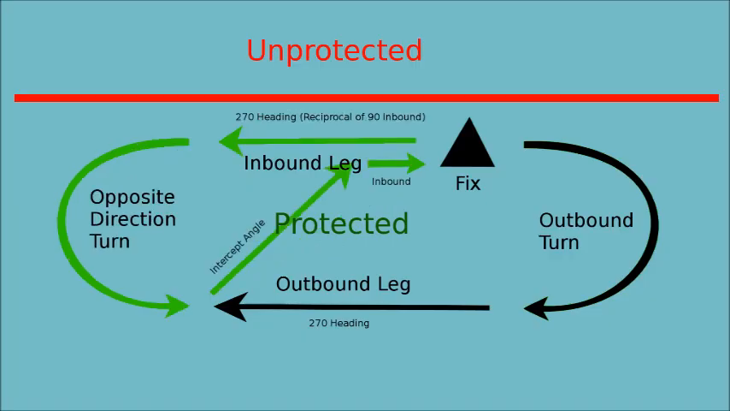To fly a parallel entry, fly the reciprocal of your outbound course for 1 minute after passing the fix. Then fly a standard rate turn in the opposite direction of the hold. In a standard hold, a parallel entry will require a left turn. Then intercept your inbound course prior to the fix. After passing the fix, you will be established in a position to turn to your outbound heading.